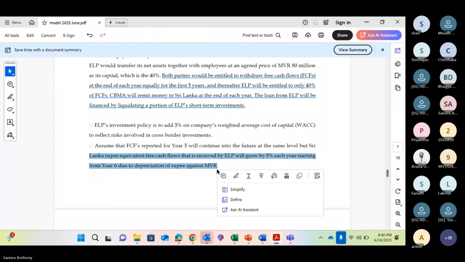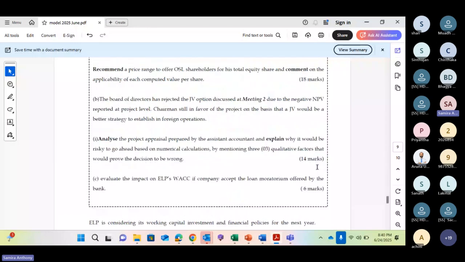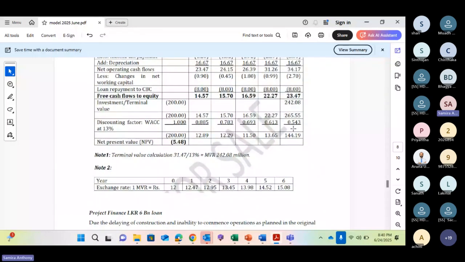That means the 5th year cash flow you have converted with the 5th year forex rate. Now the examiner here also gave you the 6th year forex rate, 15.08. Why has it been given? That is the important point. That means there is a mistake we have done here.